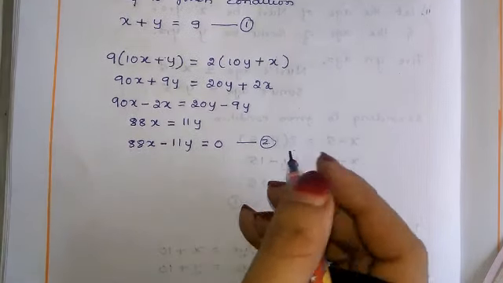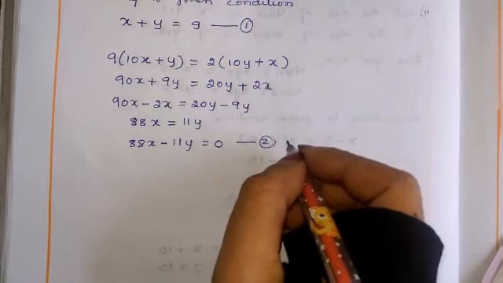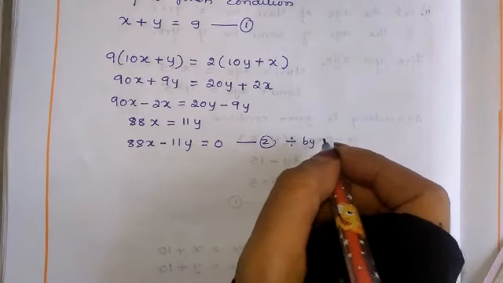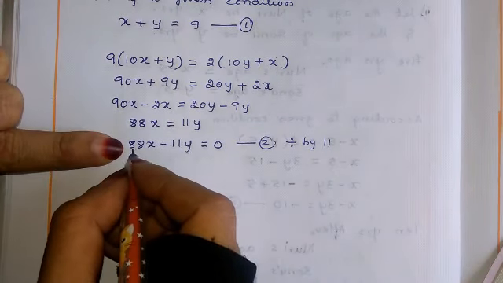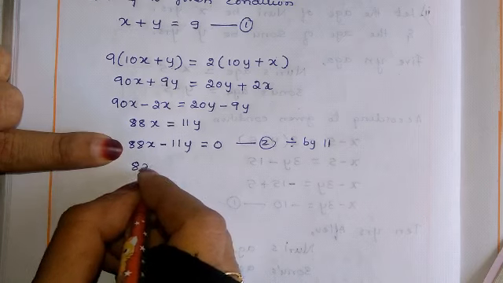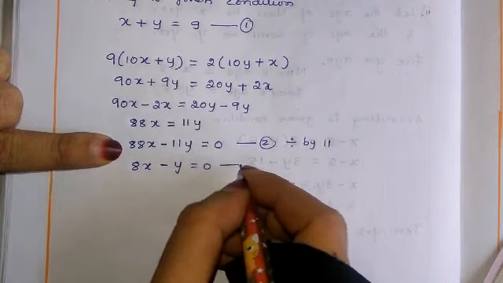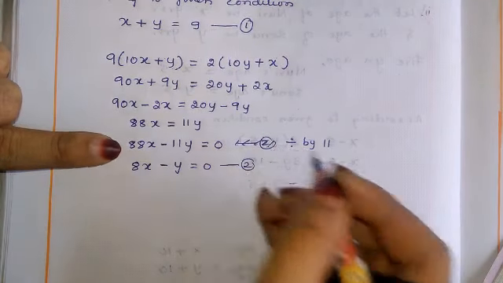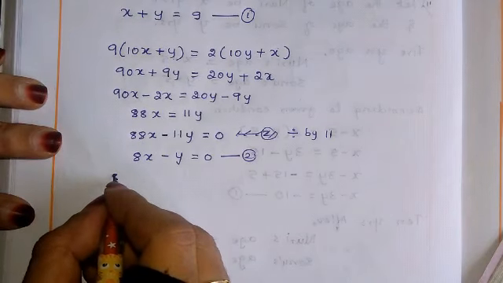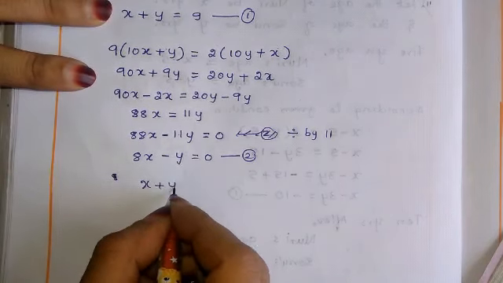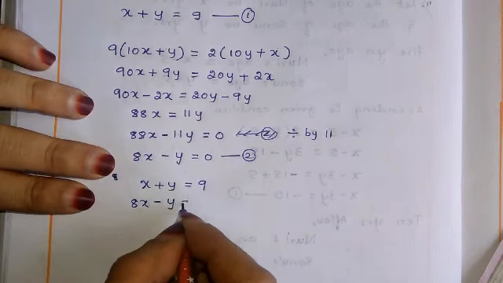Equation 2. But here we can see 88 and 11 can be divided by 11. So if I divide by 11, 11 eights are 88, 11 ones are 11, equal to 0. We will write this as equation 1. This need not be required. So solving 1 and 2, we get: 1 I will write as x plus y is 9, and 8x minus y is equal to 0.